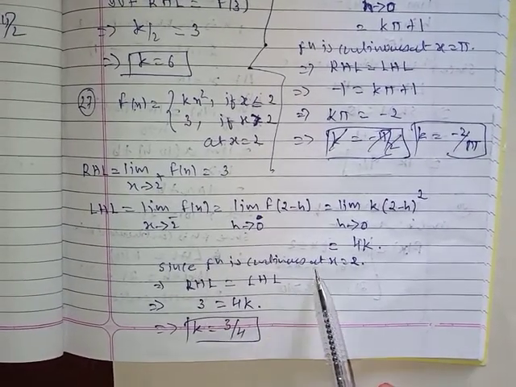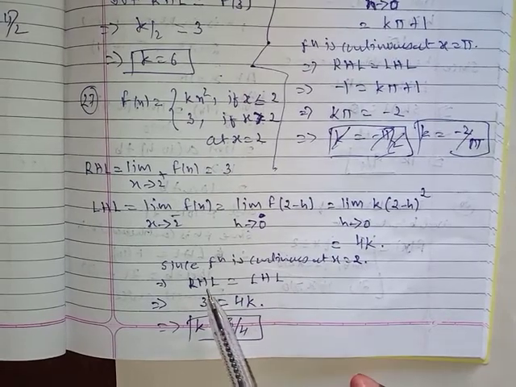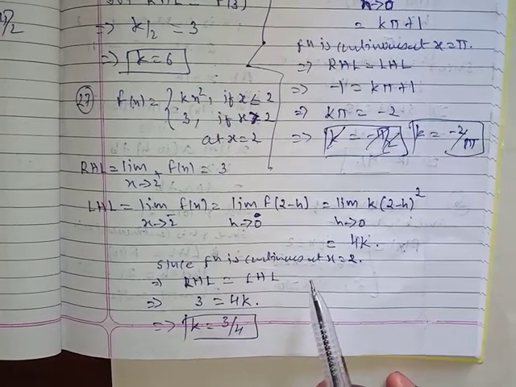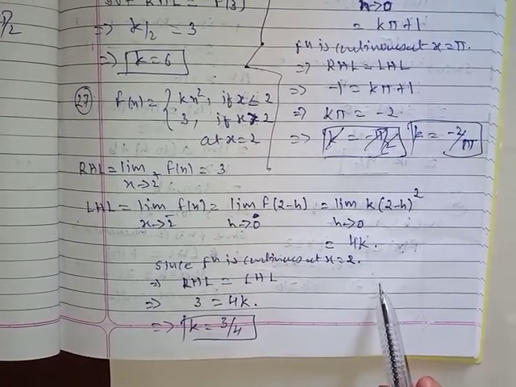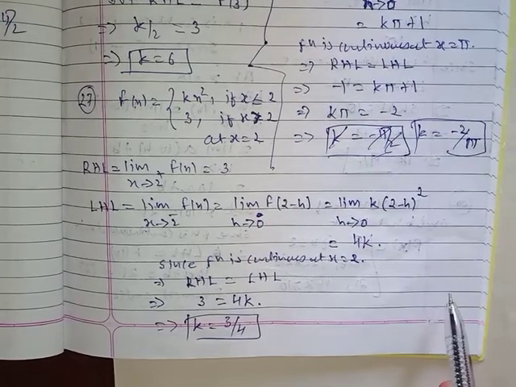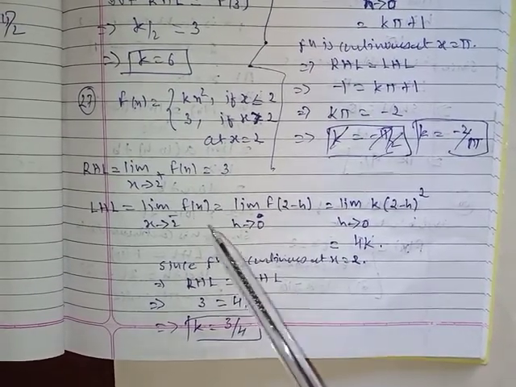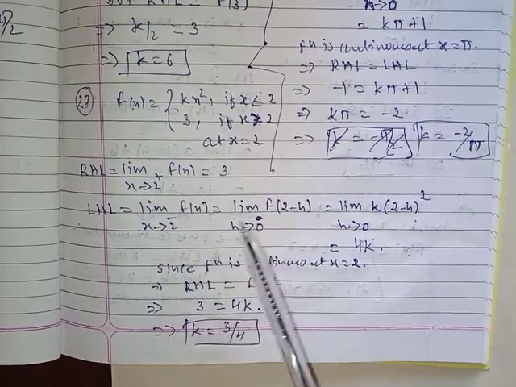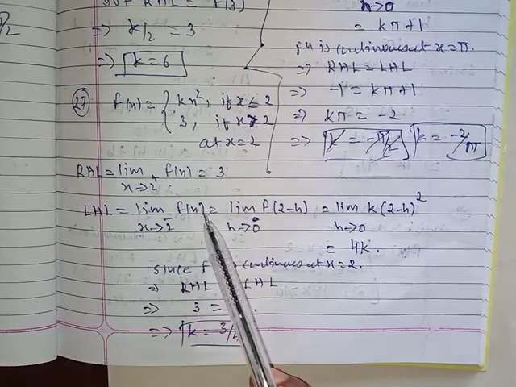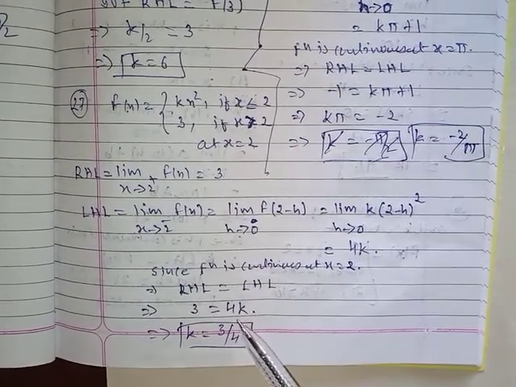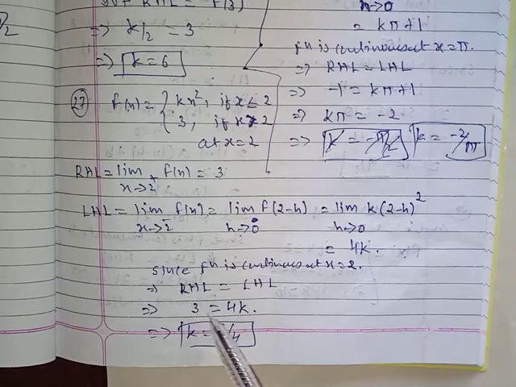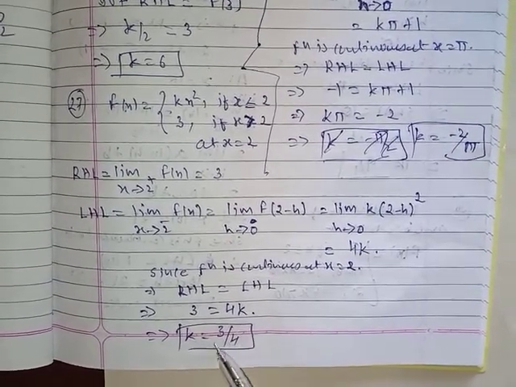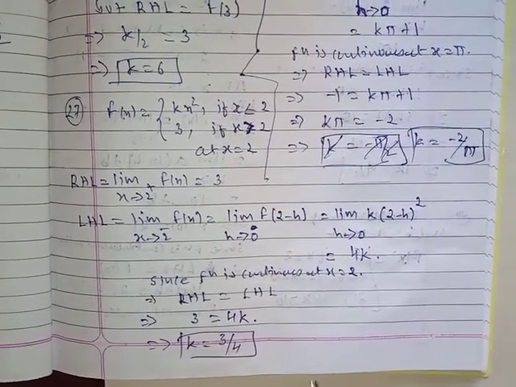Since the function is continuous at x is equal to 2, we say that LHS is equal to RHS, or we can also understand that limit x tends to c minus f of x is equal to limit x tends to c plus f of x. Or in short we can say that limit x tends to 2 plus f of x is equal to limit x tends to 2 minus f of x. So these two are equal. So RHS is 3 and LHS is 4k. We got 4k. So what do you get as the value of k? k is 3 by 4.